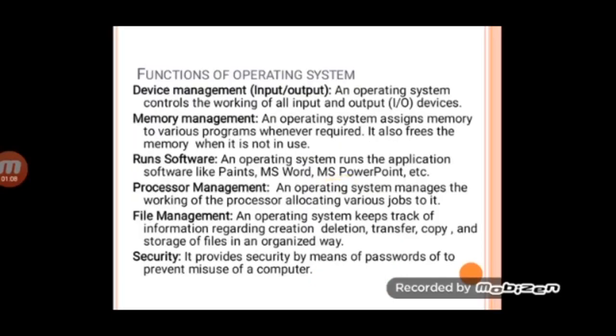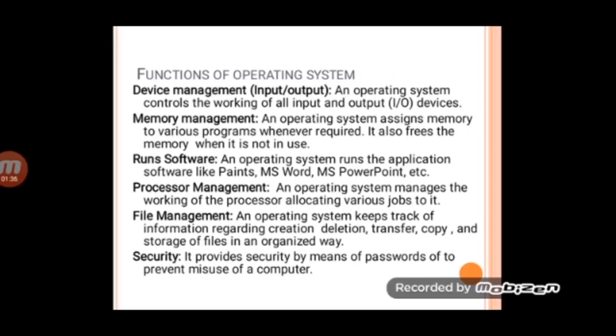Now, let's have more discussion on the functions of an operating system. The main functions of an operating system are device management, memory management, run software, processor management, file management, and security. Now, device management. An operating system controls the working of all the input and output devices.